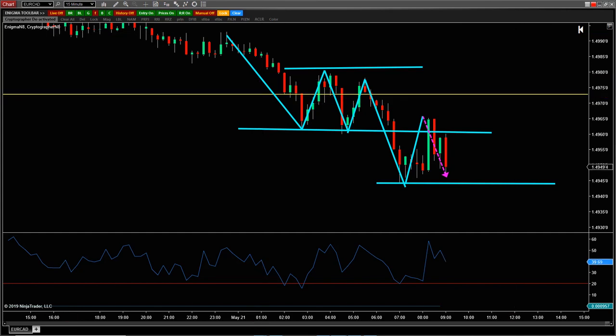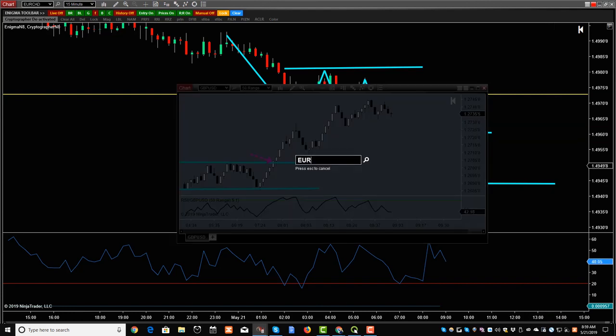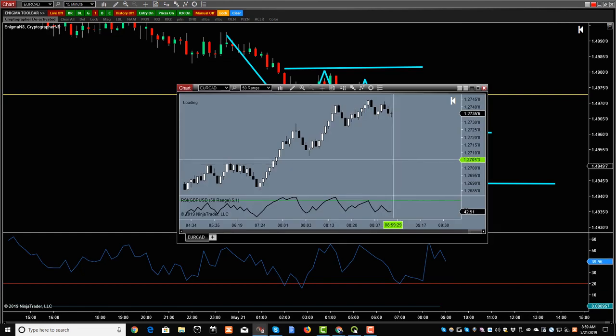All right. So let's go to Euro Canada. Let's go to the range bar charts. Dollar yen is just refusing to turn back around. Let me just see something real quick on dollar yen 60. This is one of those instances where a buy stop would be brilliant, but it is what it is. Euro Canada on range bar charts.